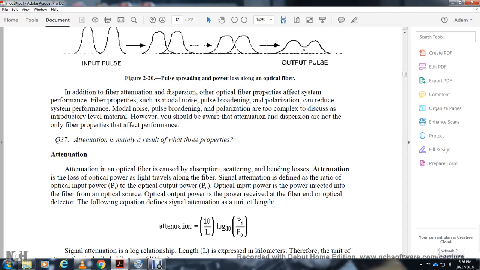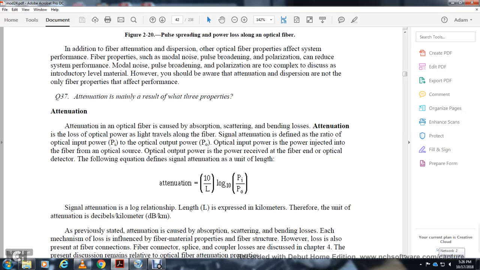The following equation defines the signal attenuation per unit length. The attenuation is equal to 10 divided by the length, times the log base 10 of the input power over the output power. Signal attenuation has a relationship with the length expressed in kilometers. Therefore, the unit of attenuation is decibels per kilometer.